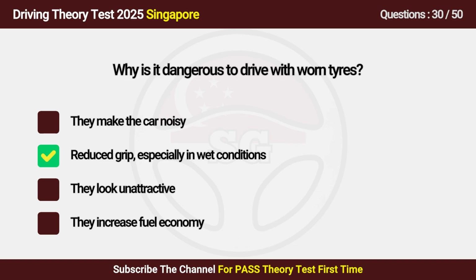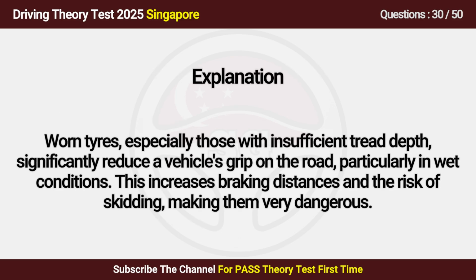Answer is B. Grip, especially in wet conditions. Worn tires, especially those with insufficient tread depth, significantly reduce a vehicle's grip on the road, particularly in wet conditions. This increases braking distances and the risk of skidding, making them very dangerous.